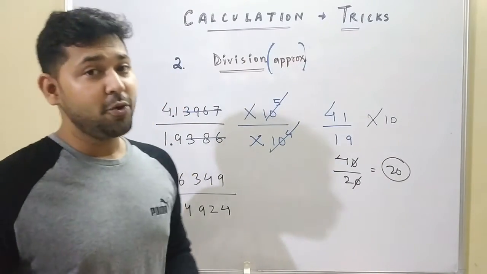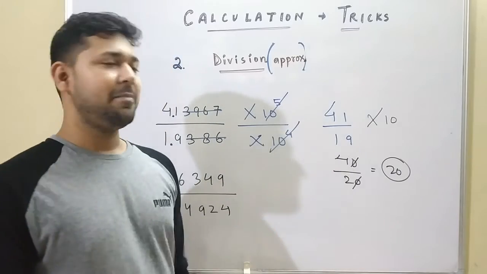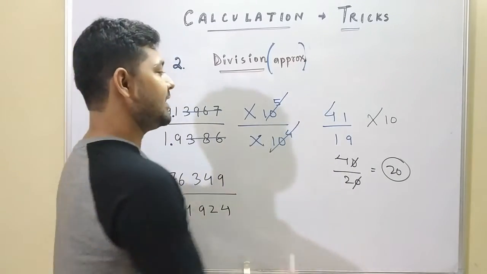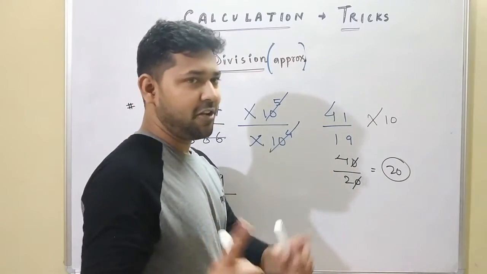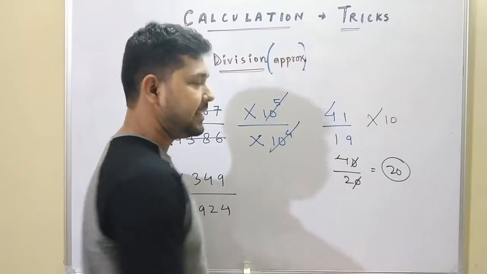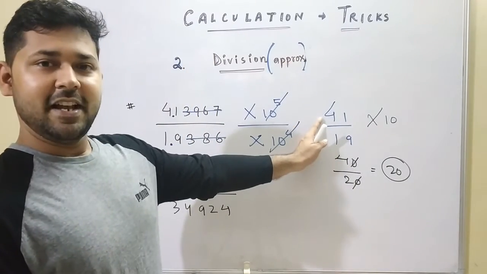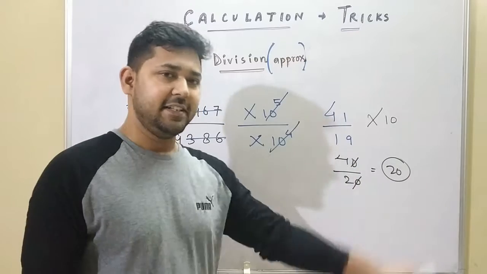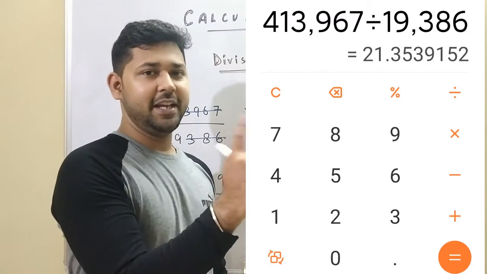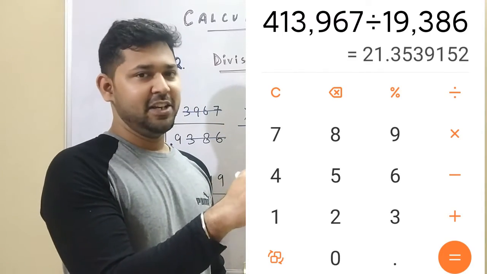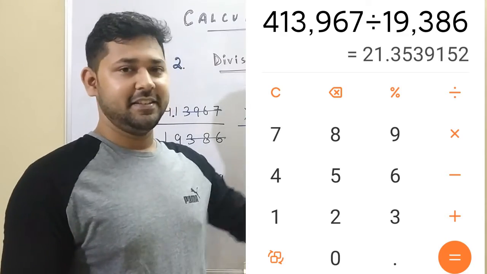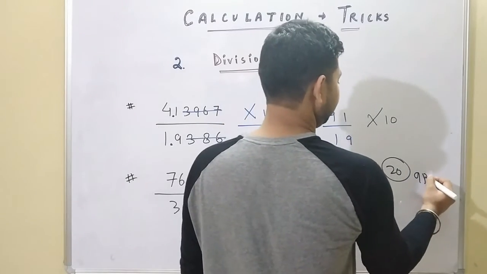20. And you can also do one thing: you can just multiply by 19. If you know the table of 19, you can simply multiply 19 through this 41 and you will get the answer. I'm just showing the calculator answer. You can check how it is. This is nothing but an approximation.